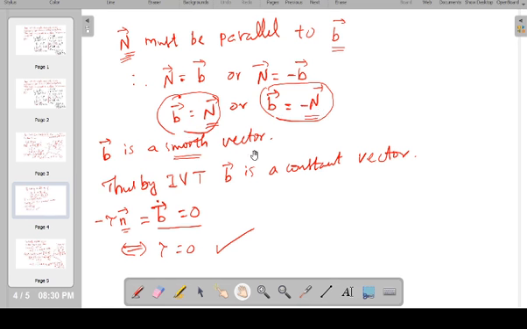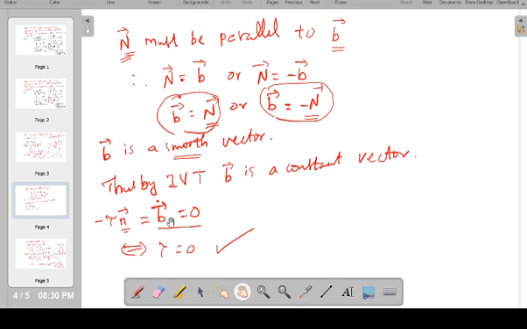But b is a smooth vector. A smooth function cannot take two distinct values. That is because of the intermediate value theorem. A continuous function must take every in between value. So an application of the intermediate value theorem says that b is either always N or b is always minus N. That means b is a constant vector.